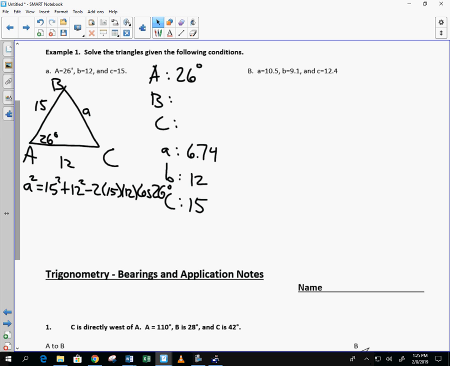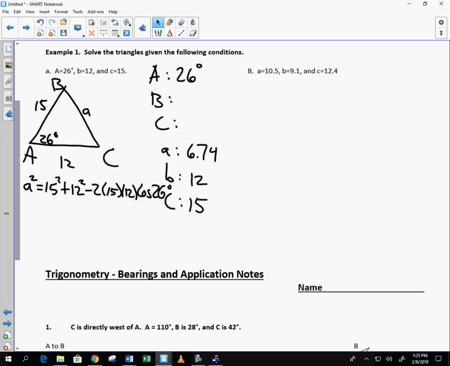She says the sine of 26 over 6.74 equals the sine of B over 12, or the sine of C over 15. And this is where you have a choice. And this is where it's really critical. This is the most challenging part today. If you can follow this, then you're golden. But the fact is it's hard to see this all the way through.